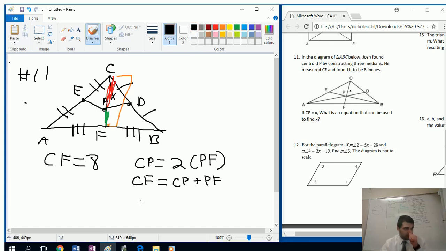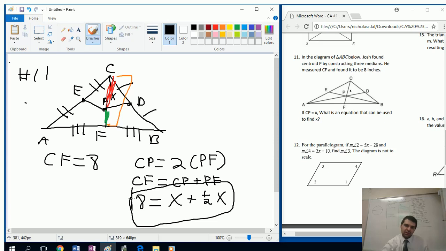So that means 8 is going to be equal to x plus 1/2 x. So CF is 8, so 8 is going to be equal to x plus 1/2 x, which means that we're going to solve, or it just has to write an equation that can be used to solve for x. So that's just the equation. So this is the answer.